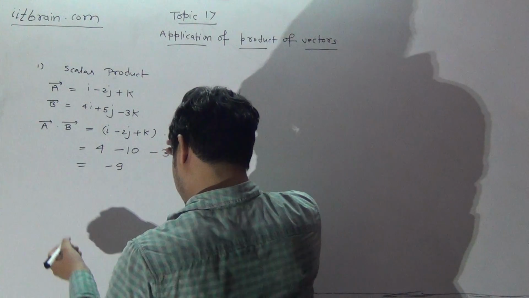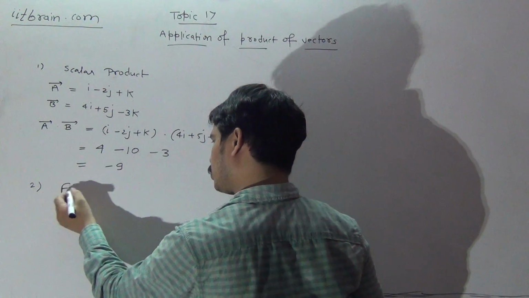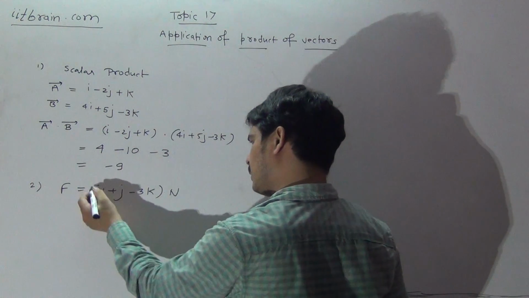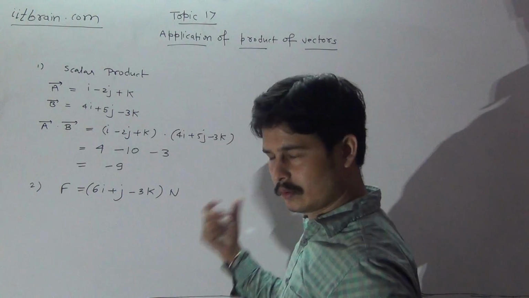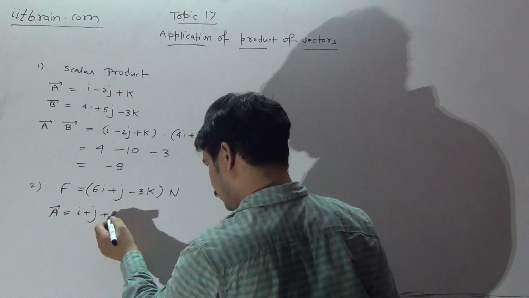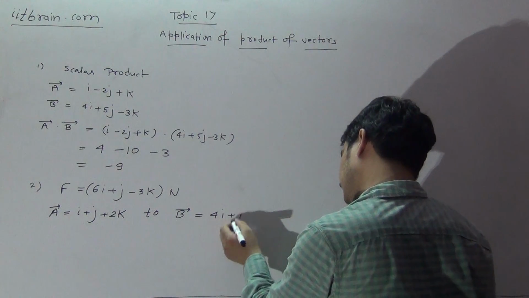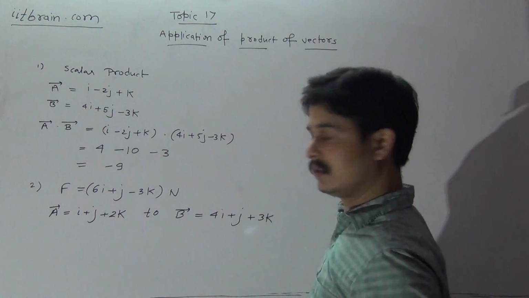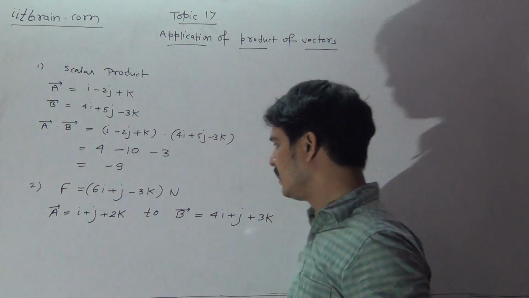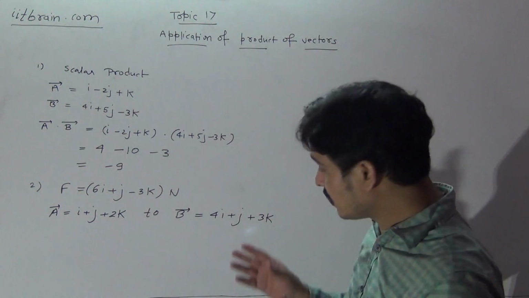Here we will consider example 2: a force of 6i plus j minus 3k newton is acting on a body, and due to application of this force, a particle moves from the point A to the point B, which is 4i plus j plus 3k. This is the force, and due to application of this force, a particle starts from this point and ends up at this point. Then let us see how work is calculated using the dot product.